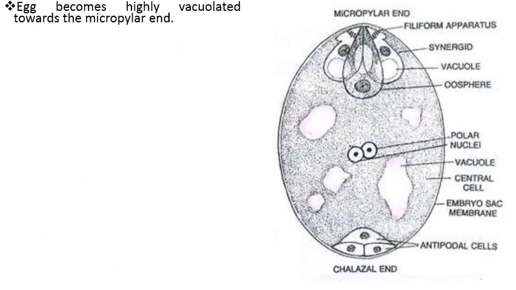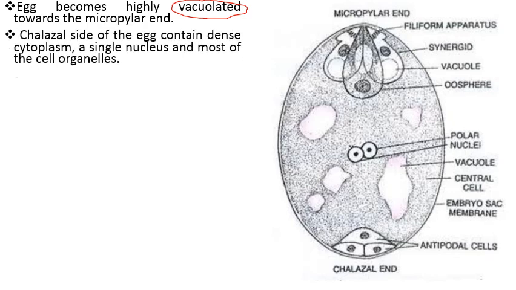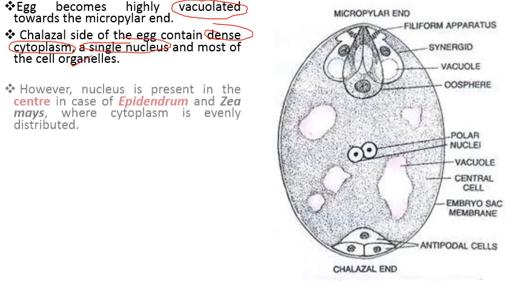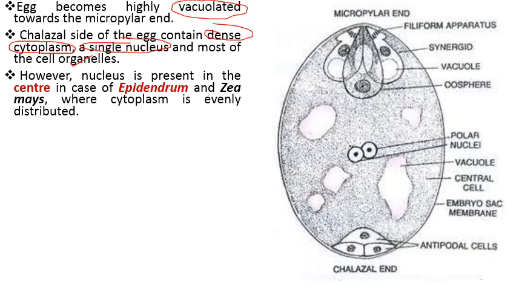The next, egg becomes highly vacuolated towards micropylar end. Micropylar end पे egg vacuolated हो जाता है. Then the chalazal side of egg contains dense cytoplasm. जो chalazal side है वहाँ पे dense cytoplasm present होता है, single nucleus present होता है, and most of the cell organelles are present at the chalazal end. But there are some exceptions. However, nucleus is present in the center in case of Epidendrum and Zea mays.